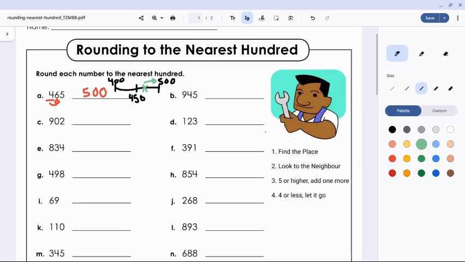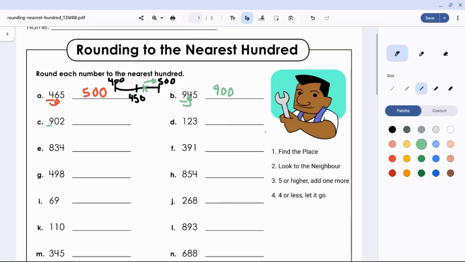So we'll do a couple more. I'm just going to go across the page. So 947, I'm going to find the place. I'm going to look at the number next door. It's a 4. So if it's 4 or less, I let it go. So I'm going to let go of the 47, and the 9 stays a 9, and I'm going to round it down to 900.